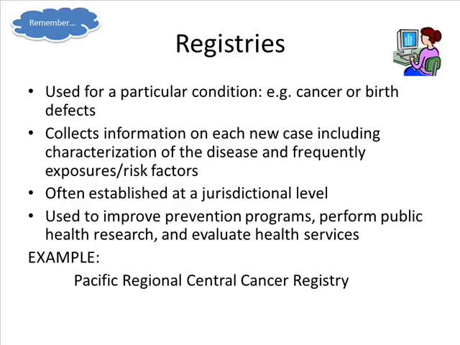Slide 45. They are the population registries. They are used for a particular condition, for example cancer or birth defects. Each one lacks information on each new case, including characterization of the disease and frequently exposures, risk factors. It is often established at a jurisdictional level. It is used to improve prevention programs, perform public health research, and evaluate health services.